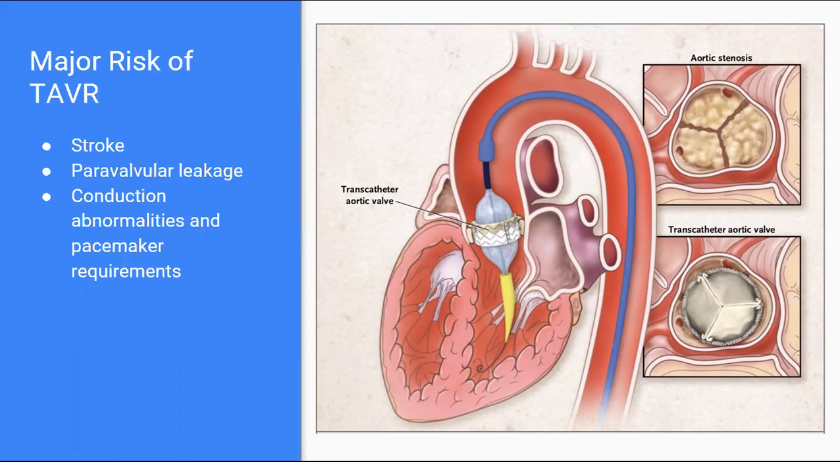Conduction abnormalities and pacemaker requirements. In some cases, patients may require a pacemaker post-procedurally, because they may develop AV block. And also, this was seen more in the self-expanding valve than in the balloon expandable valve, and in male patients or patients who had a pre-existing bundle branch block.